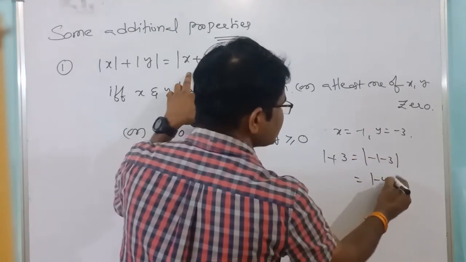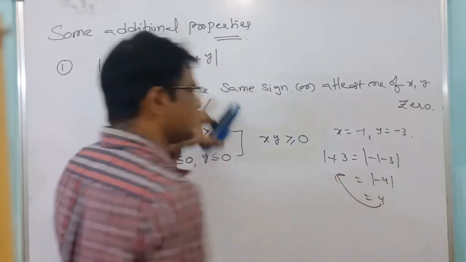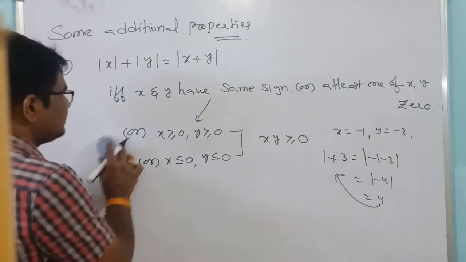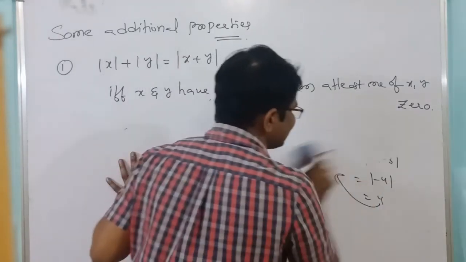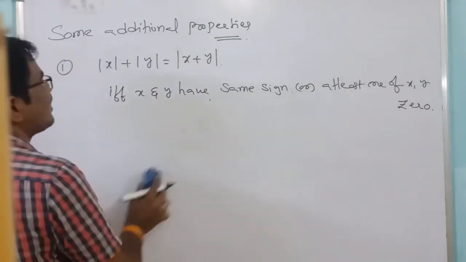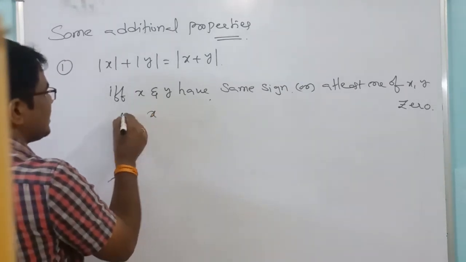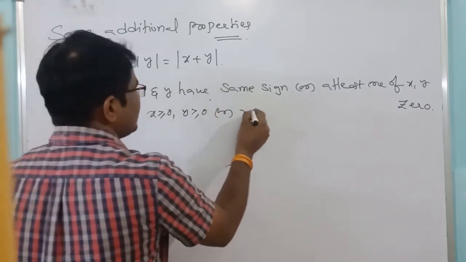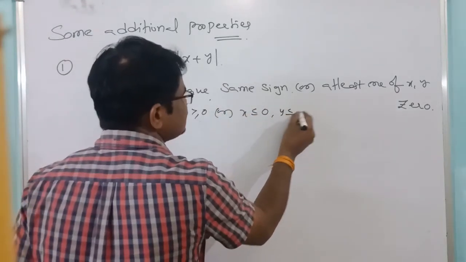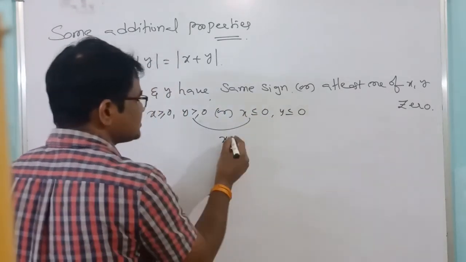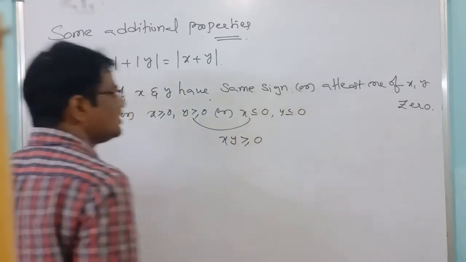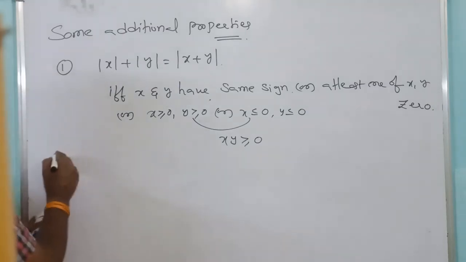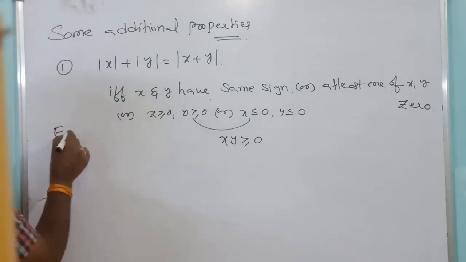So that is equal to modulus of minus 4, equal to 4. Satisfied or not? Either both are positive or both are negative. Meaning, how to apply this one? So here x ≥ 0, y ≥ 0, or x ≤ 0, y ≤ 0. By these two, what is the conclusion? x·y ≥ 0. Right. For example, let us solve one example.